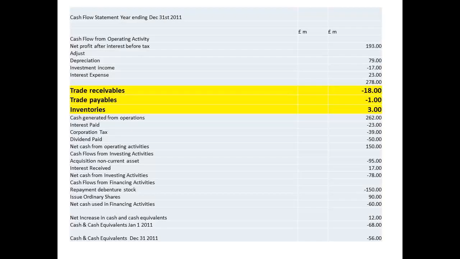These figures are now entered onto the cash flow statement. Subtract 18 million for trade receivables, subtract 1 million for trade payables, add 3 million for inventories. One note here, normally we would place parentheses around figures we subtract. I've just used the minus sign to make it clearer.